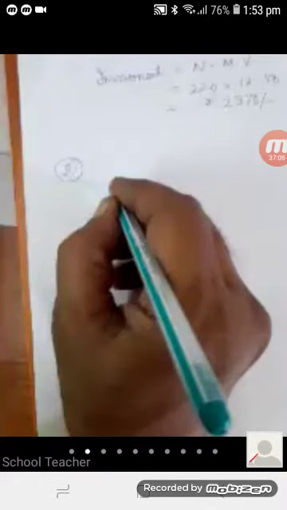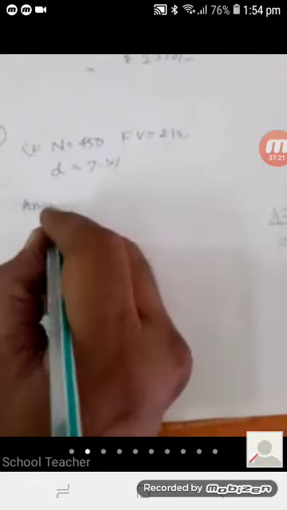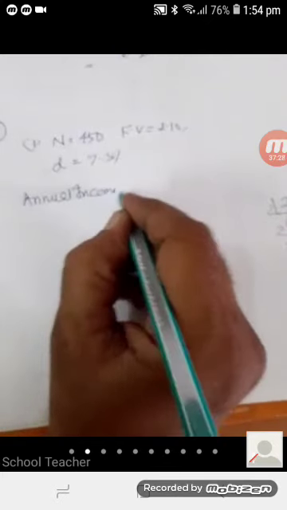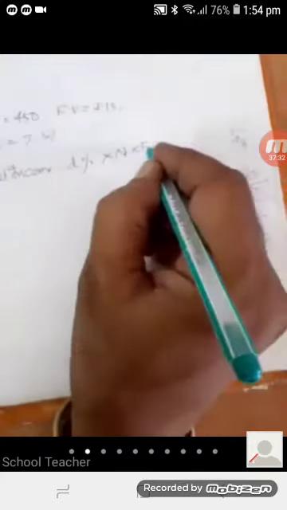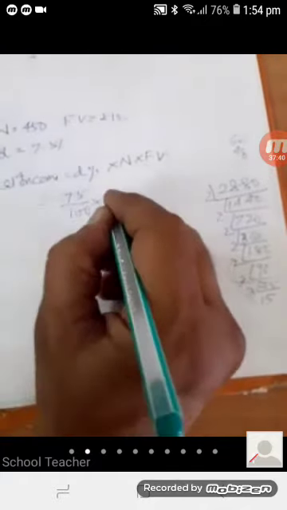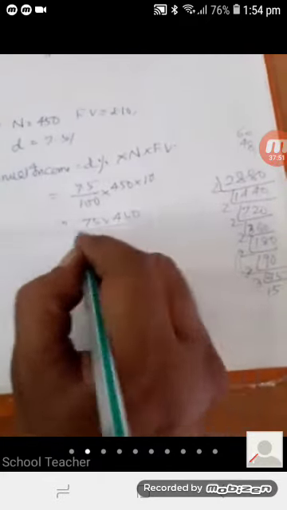Yes, just write down question number 2, first part. Number of shares is 450, face value is 10 and rate of dividend is 7.5%. We will write annual income. Rate of dividend into number of shares into face value, that is equal to 7.5 upon 100 into 450 into 10. Now simplify it. This will become 75 into 450 upon 100.